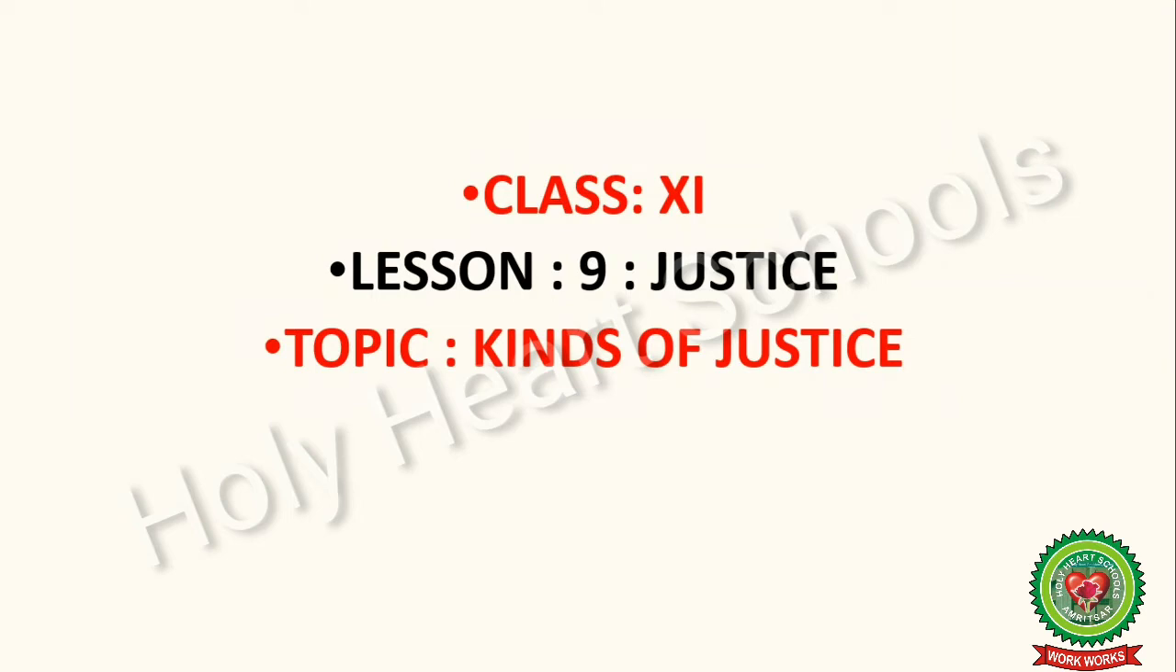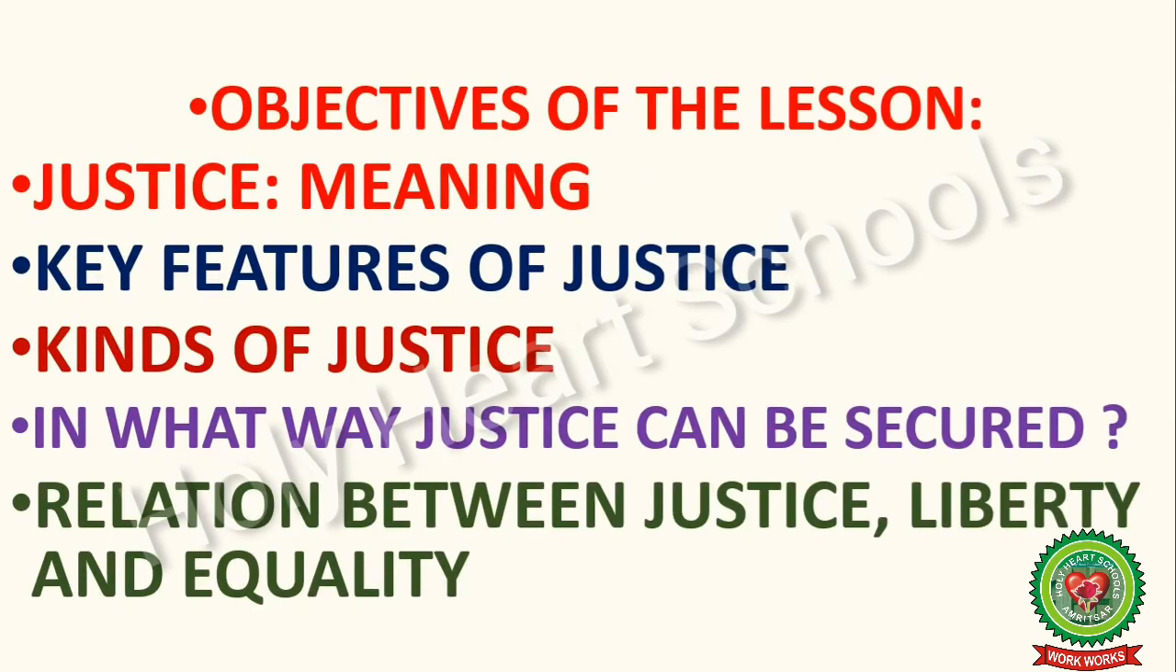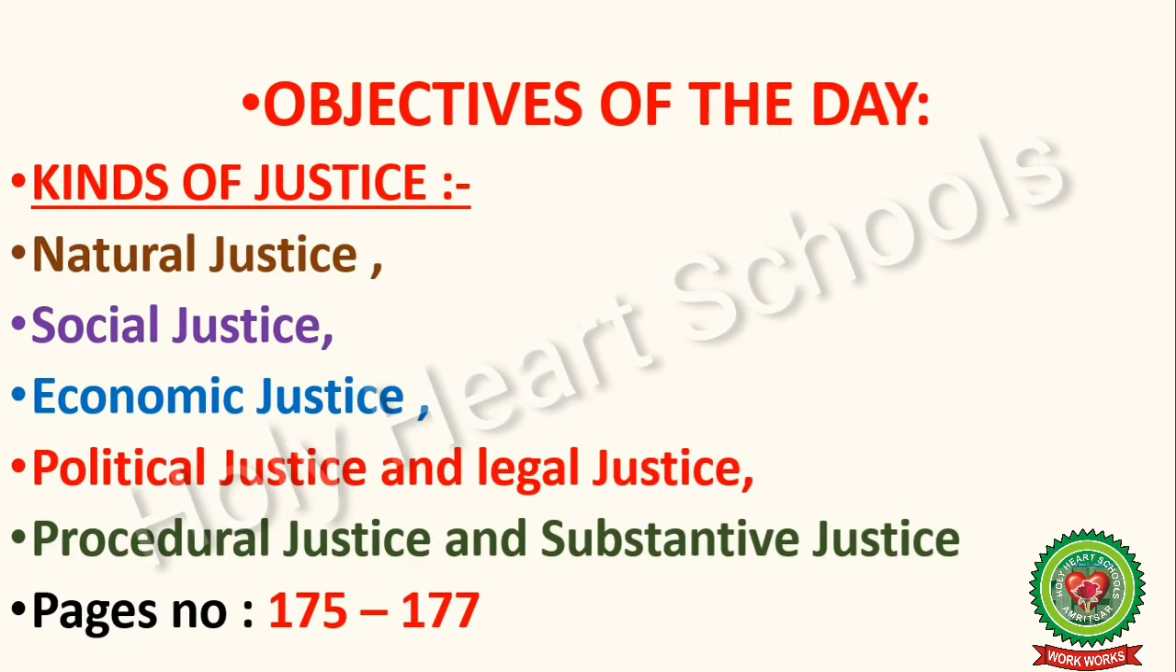Today I will continue lesson 9, Justice, and the topic is kinds of justice. The objectives of the lesson are justice, its meaning, key features of justice, kinds of justice, in what way justice can be secured, and the relation between justice, liberty and equality. And the objectives of the day are kinds of justice. Under this, there are natural justice, social justice, economic justice, political justice and legal justice, procedural justice and substantive justice. It covers your pages from 175 to 177.